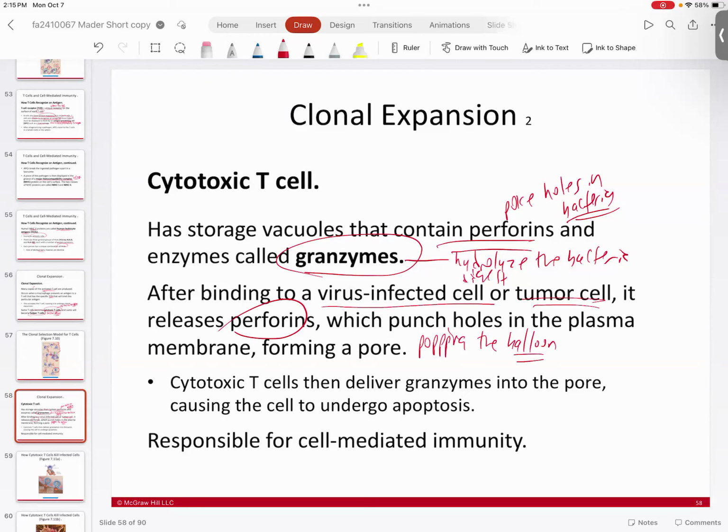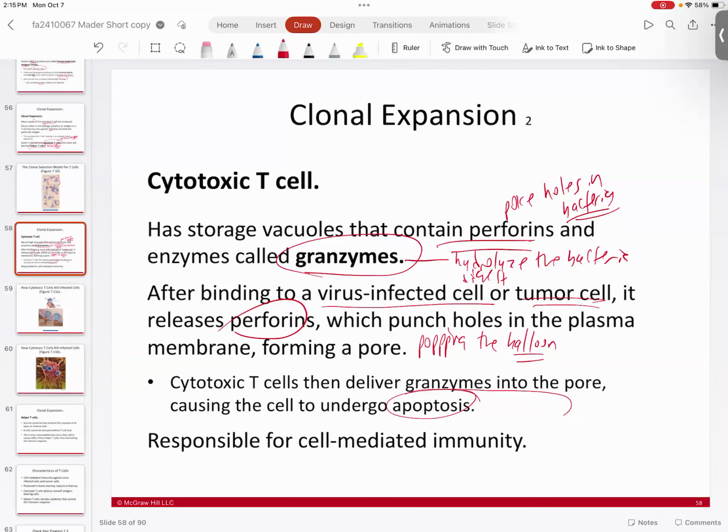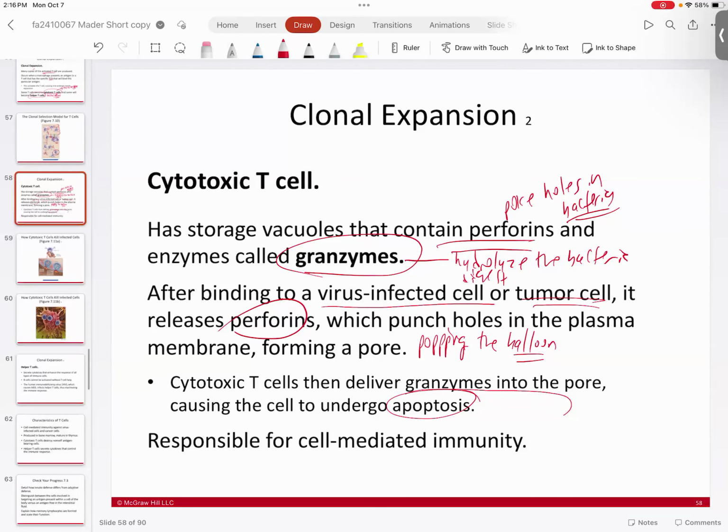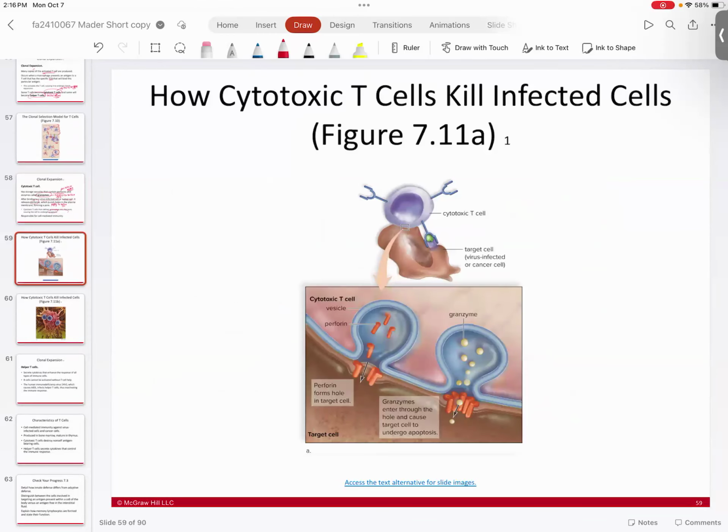And then what's going to happen is the granzymes will move into the pore and they will essentially cause apoptosis. This all moves pretty quickly, right? So the pores basically diminish the structural integrity of the membrane, popping, right? Plus the granzymes will essentially cause the cell to break up, for lack of a better term. And so this is basically your cell-mediated immunity. So it's kind of what it looks like.